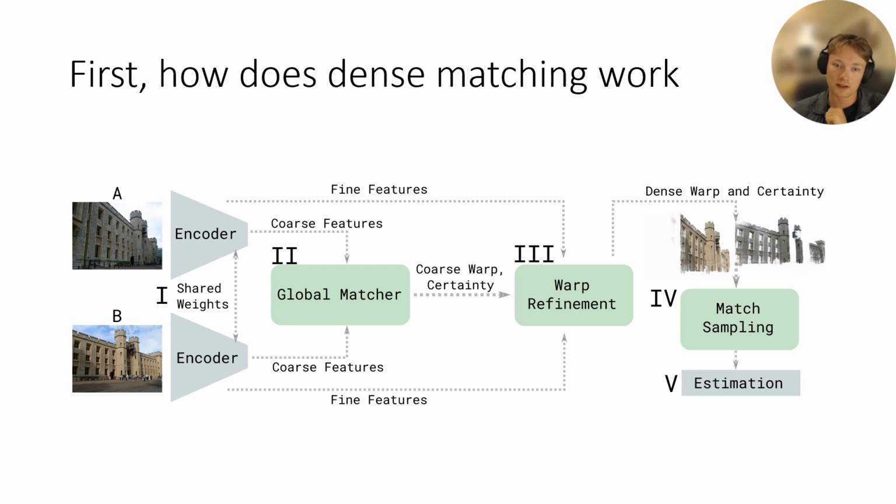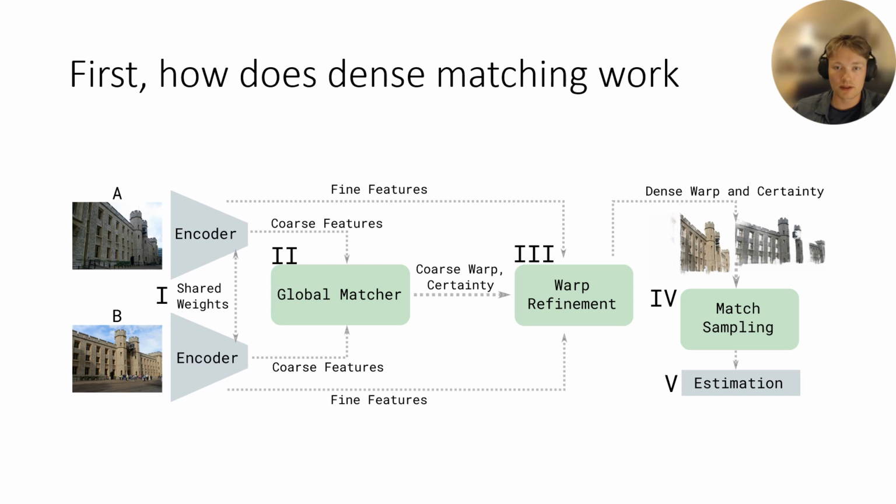We have visualized this refined warp and certainty by backward warping between the images using the estimated warp. We then multiply with the estimated certainty to see where the network is certain about its predictions. After this stage, fourth, we sample matches to feed into some estimation pipeline. And finally, fifth, the estimator we have chosen estimates the two-view geometry. Note that in this paper we focus on the green stages and leave the gray stages unchanged.